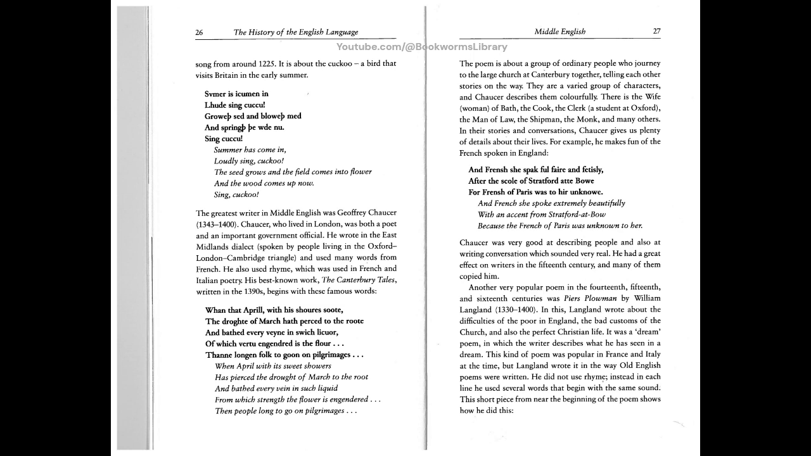The greatest writer in Middle English was Geoffrey Chaucer, 1343 to 1400. Chaucer, who lived in London, was both a poet and an important government official. He wrote in the East Midlands dialect, spoken by people living in the Oxford-London-Cambridge triangle, and used many words from French. He also used rhyme, which was used in French and Italian poetry. His best-known work, The Canterbury Tales, written in the 1390s, begins with these famous words.